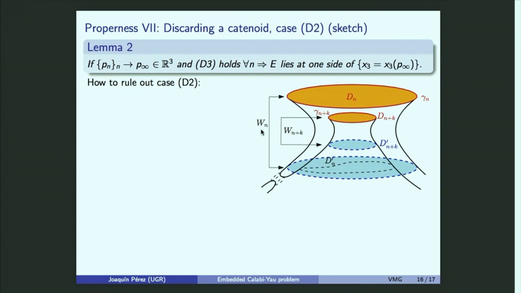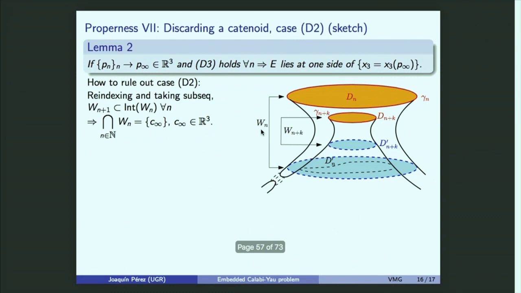Which means that you have smaller and smaller catenoids there, and then, after relabeling, I can think of W_{n+1}. W_{n+1} is just everything here: the topological solid ball enclosed by the two flat disks and the piece of a catenoid, right? So the intersection of the balls, the topological balls, is just a point that I call C_infinity, which more or less is here. It's topologically concentric. Everything is topologically concentric.